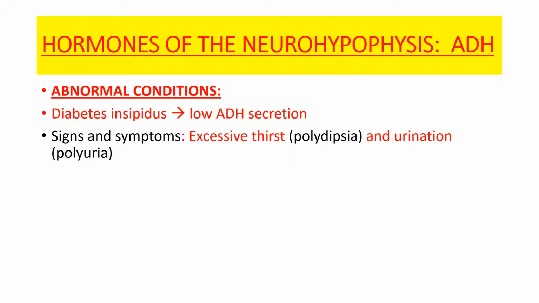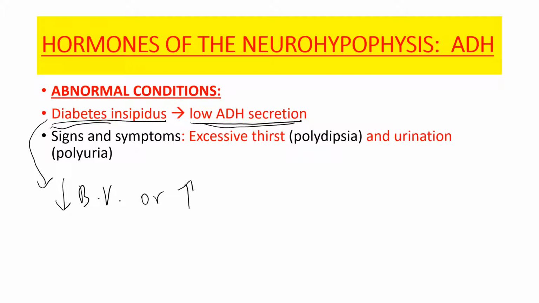One of the abnormal conditions of low ADH secretion is called diabetes insipidus. The name diabetes is a misnomer, meaning this is not truly diabetes, which has nothing to do with blood glucose levels. Instead, it has to do with an extreme low ADH secretion, which means low blood volume or increased water loss in urine.